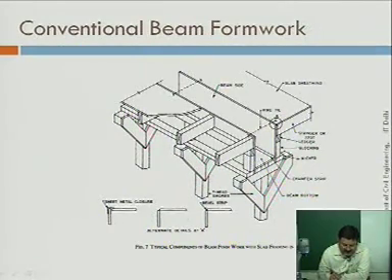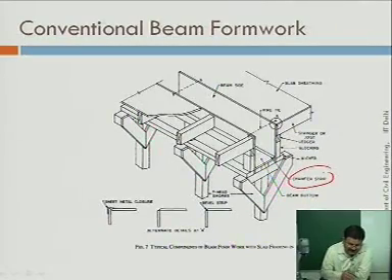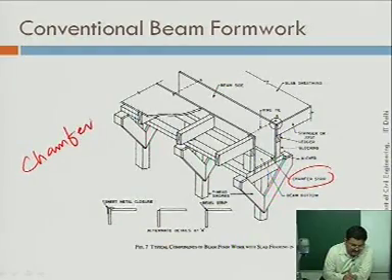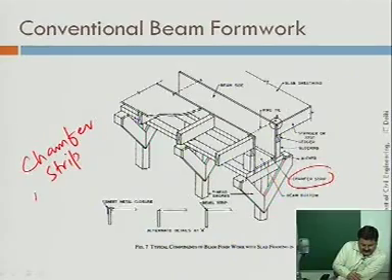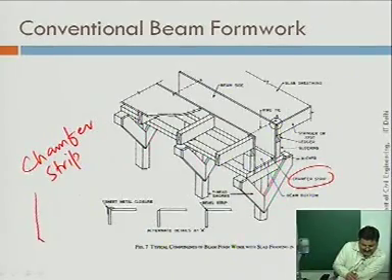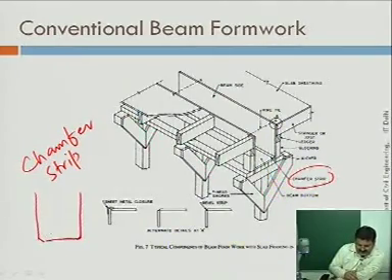It is possible to use this chamfer strip here as well. So, suppose if your beam is of this shape, that means edges are not sharp, you can put this chamfer strip here.